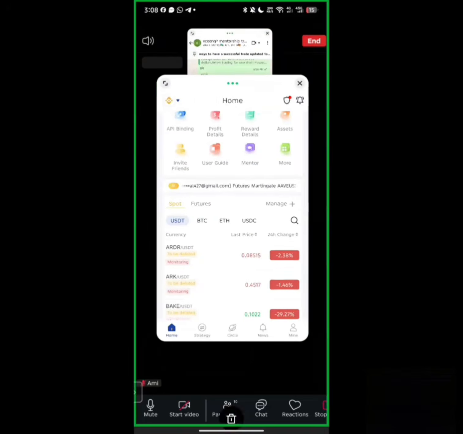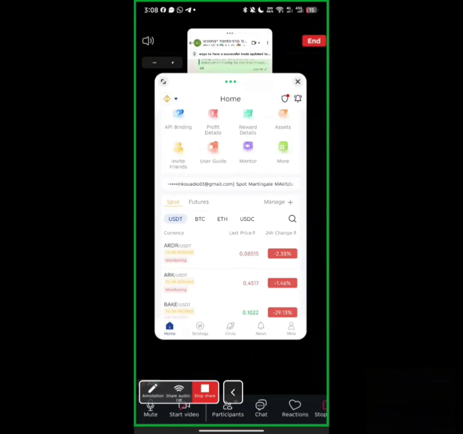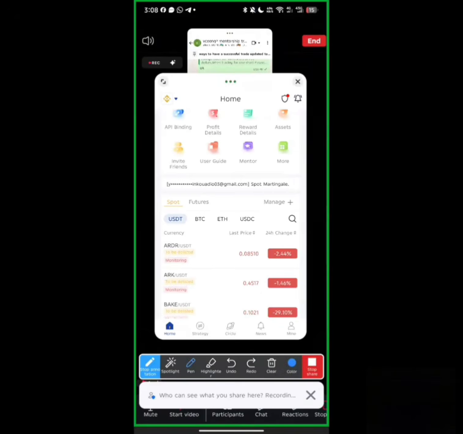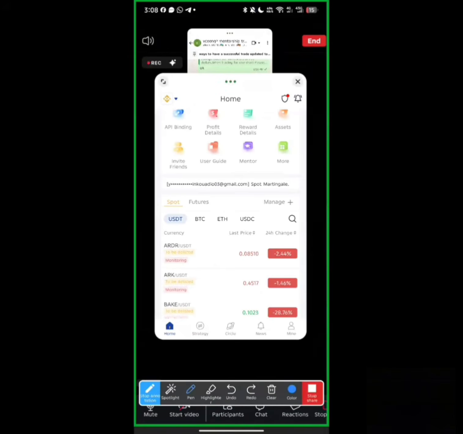So if you come to your market home page like this, you're going to see, okay, here is spot and here is futures. So we trade in either side of the markets, right? Most of our signals are for futures.